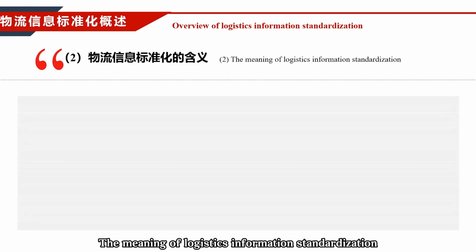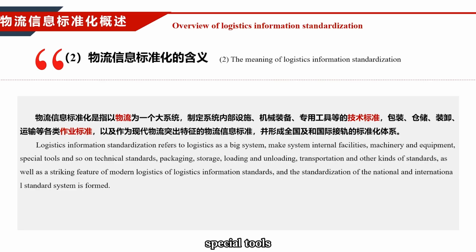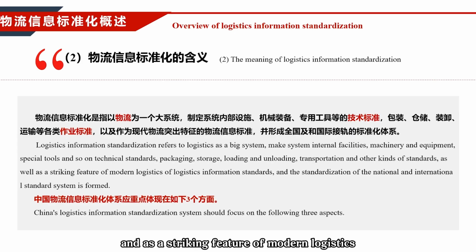2. The meaning of logistics information standardization. Logistics information standardization refers to logistics as a big system, formulating technical standards for internal facilities, machinery and equipment, special tools, etc., various operation standards for packaging, warehousing, loading and unloading, transportation, and as a striking feature of modern logistics, logistics information standards, and forming a standardization system that is national and in line with international standards.